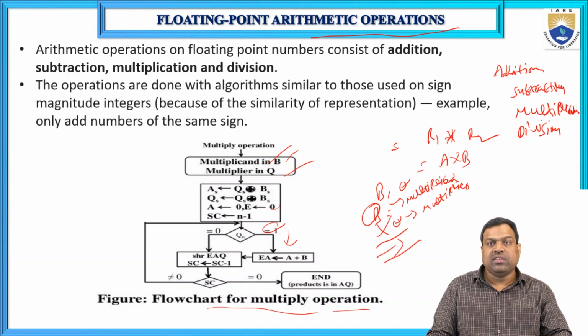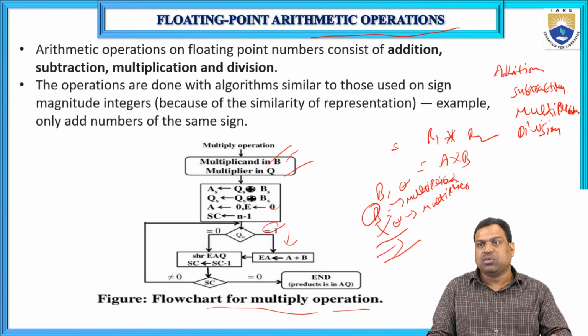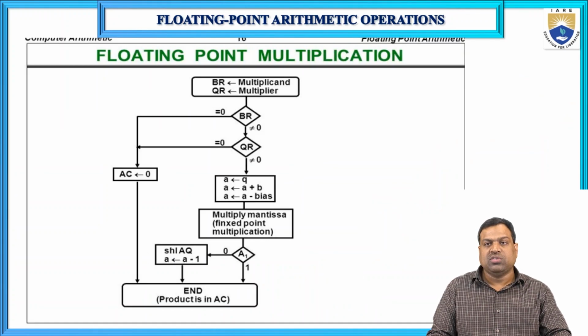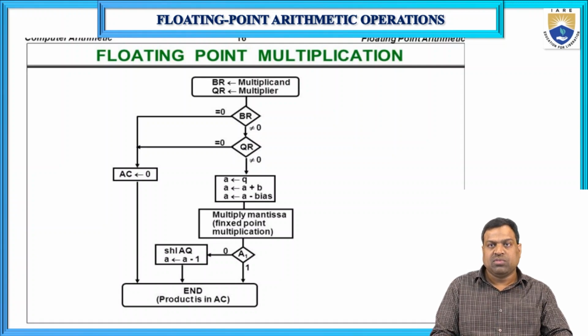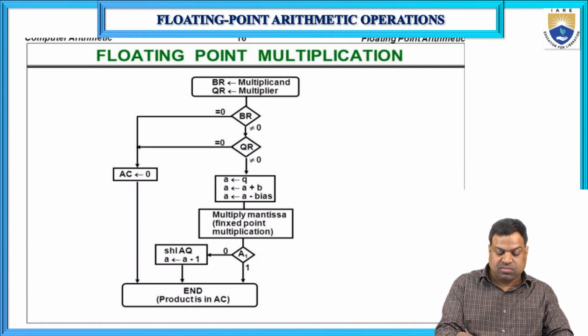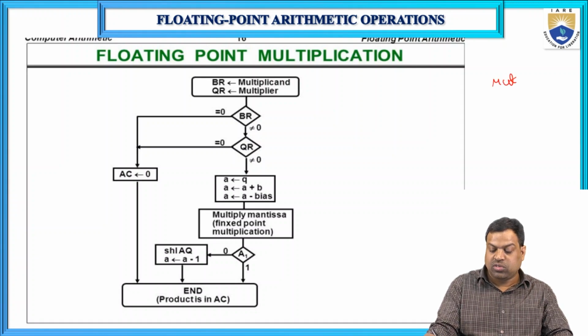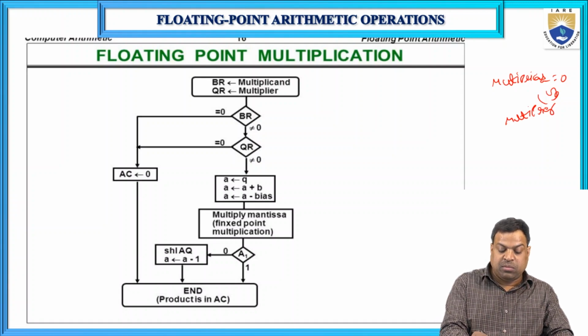So when we are taking the arithmetic operation, for example multiplication, I am going for the multiplicand with the multiplier. I will take one example to understand this. Floating point multiplication: multiplicand and multiplier. Suppose the multiplicand is 0 or maybe the multiplier is 0. So BR is the multiplicand and QR is the multiplier.